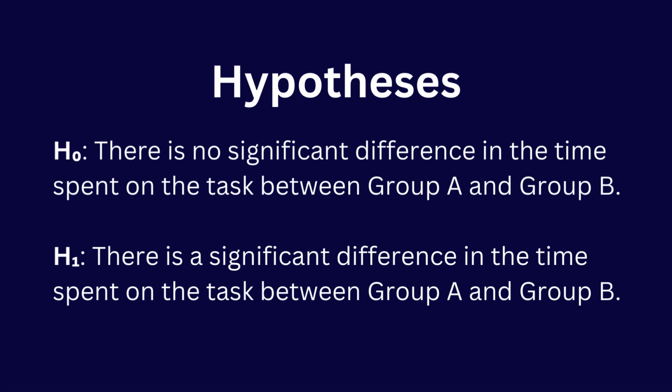Let's build hypotheses according to our research question. So in here, our null hypothesis is there is no significant difference in the time spent on the task between group A and group B. Alternative hypothesis: there is a significant difference in the time spent on the task between group A and group B.